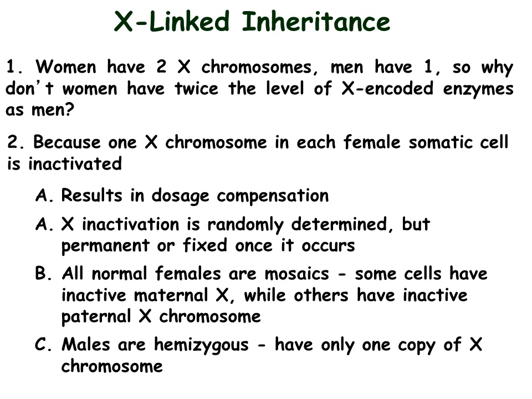What you have to remember, though, is that the X inactivation in each individual cell is randomly determined, but once it's determined, it's permanent or fixed, if you will. All normal females, then, are actually mosaics, because some cells will have, say, the mother's X inactivated, and other cells will have the father's X inactivated. However, men are hemizygous because they only get 1 copy of the X chromosome, and obviously it has to be from mom.